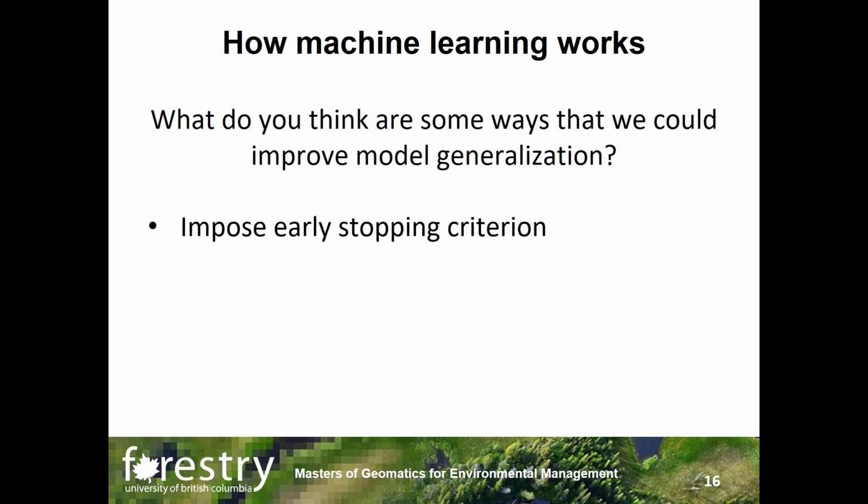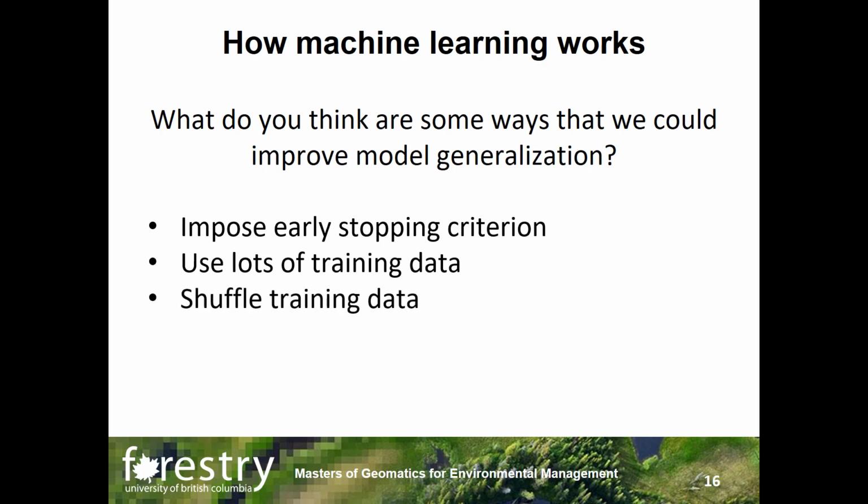Well, we can impose an early stopping criterion in our training process, as I explained before. We can use lots of training data to ensure that the widest range of variation is captured by our training samples, and that our training samples are representative of what our model might come across in the real world. We can shuffle the training data and present it to the algorithm in different sequences or randomly select subsets of the training data at each iteration.